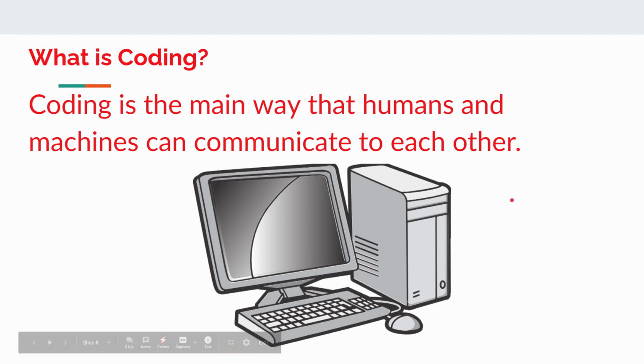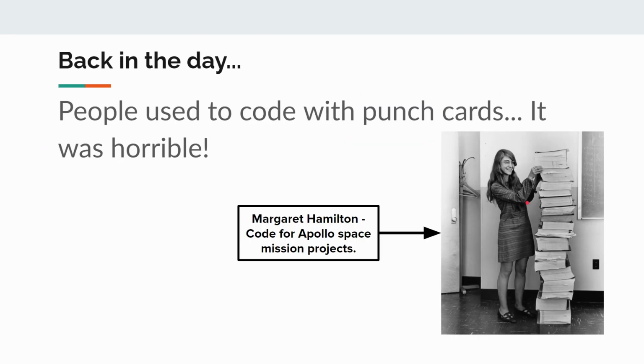So now we're going to take a look at coding. Coding or programming is the way that humans and machines can communicate to each other. Computer code is like a whole new language that people made up so that we could tell computers exactly what we needed to do. So let's go ahead and look at some examples of this.